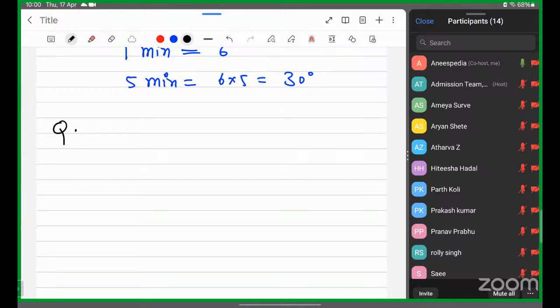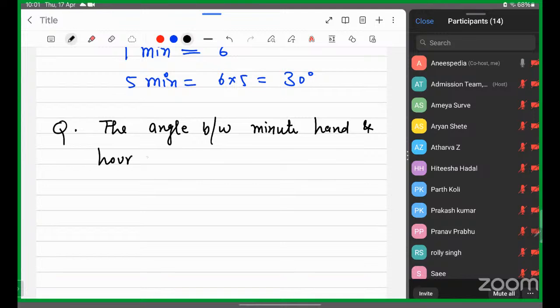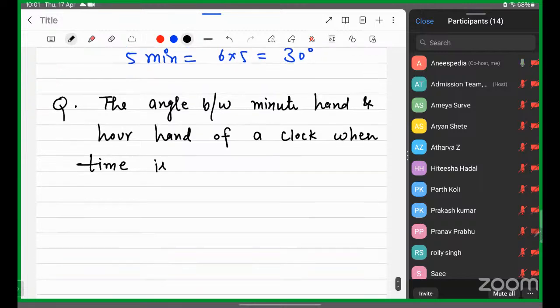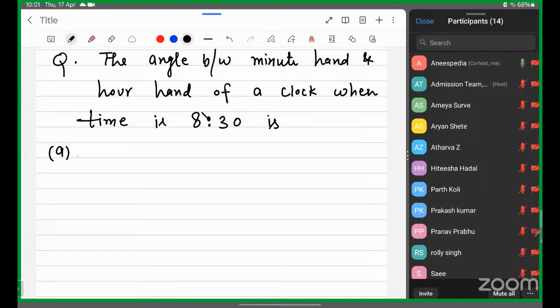Next question is, this is again simple. The angle between the minute hand and the hour hand of a clock when the time is 8:30 is, options are 80 degree, 75 degree, 60 degree, and 105 degree.